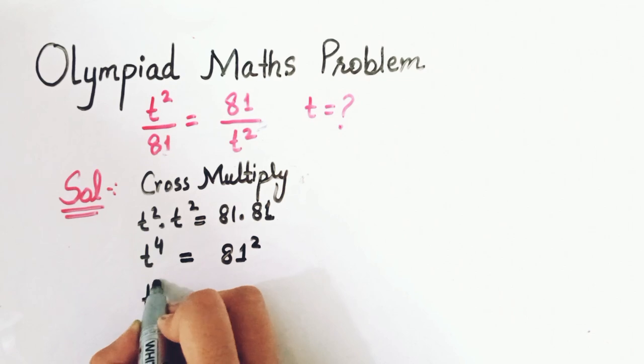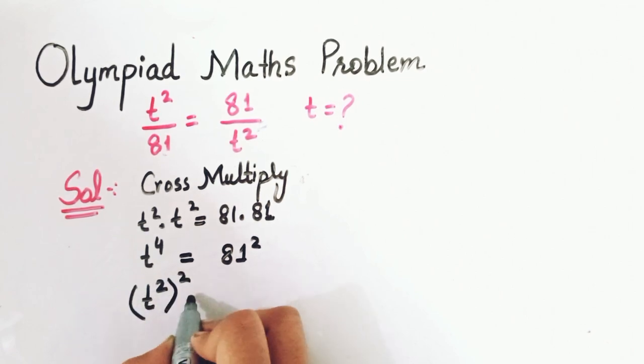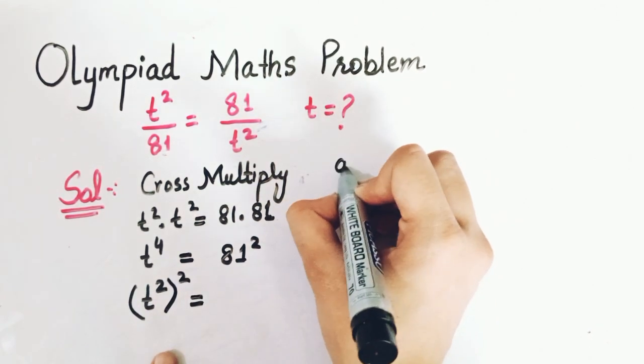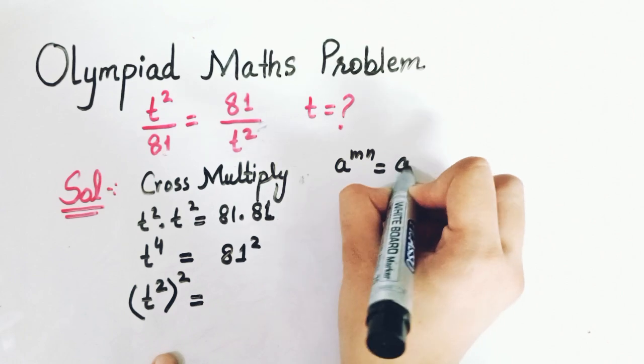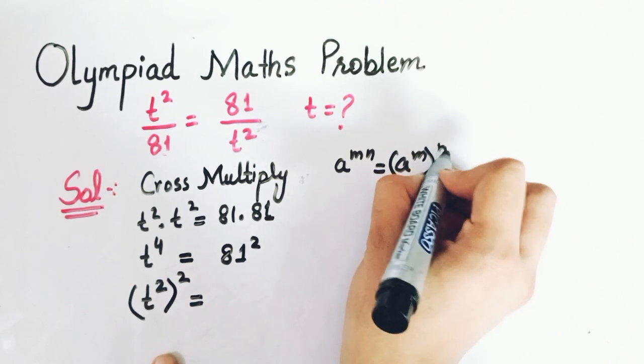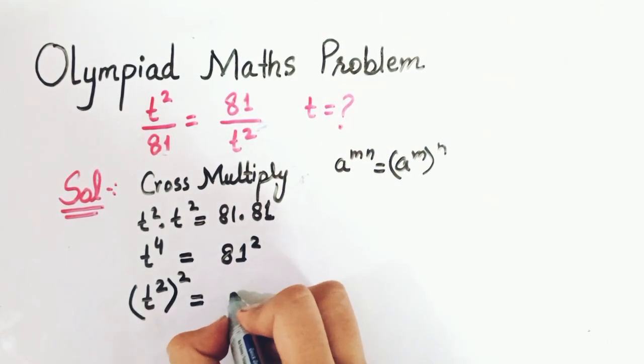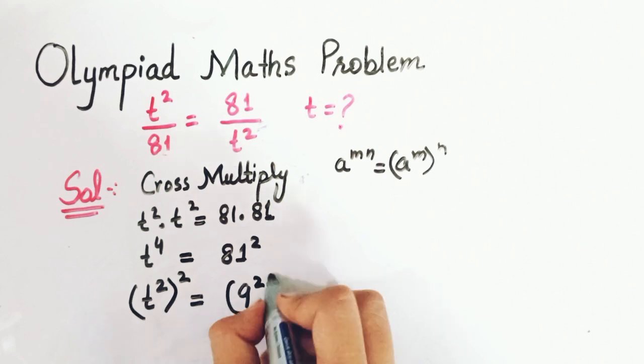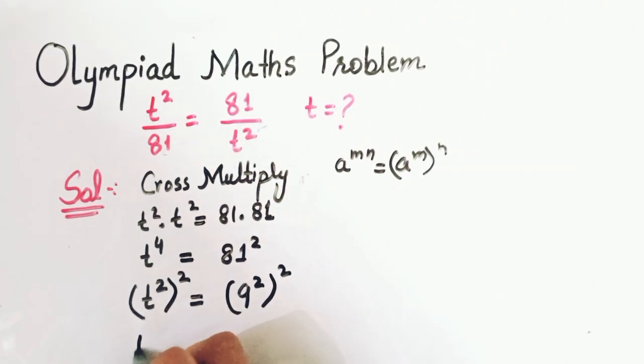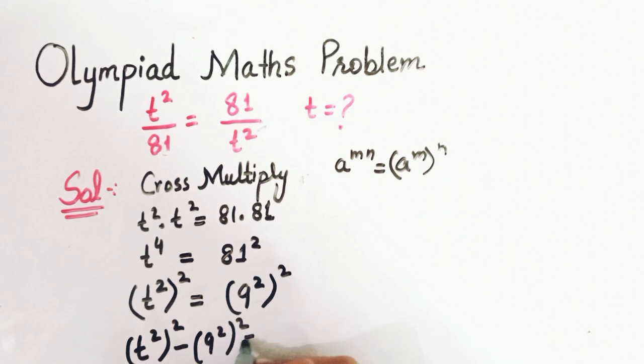T raised to power 4 can be written as t square and square, because we know that a raised to power mn can be written as a raised to power m and its whole power is n. And this 81 can be written as 9 square and its square. Now we get t square and square minus 9 square and square equals 0.